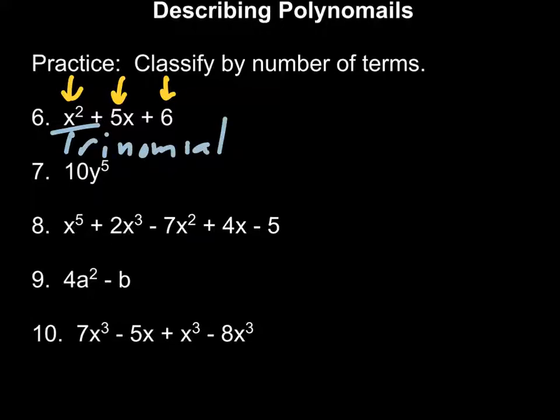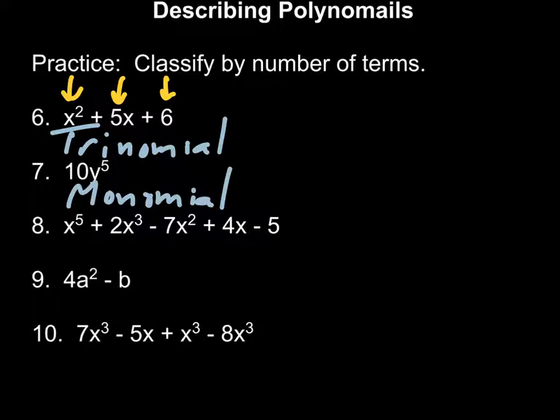Repeat the process, please, for the rest of them. And yes, remember, if it can be simplified, you need to simplify it first in deciding that. All right, on to number 7. In number 7, we have one term because there's no addition or subtraction at all to separate anything. And so since there's one term, it is a monomial.